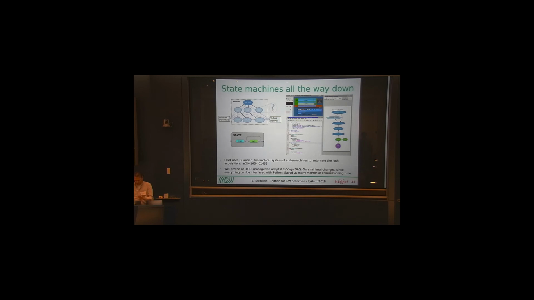This was already used by LIGO, and it had been tested for several years, and was working really well. And since at Virgo we already could control everything by Python, we were able to reuse this software in a pretty short time. And I'm convinced that this saved us many months of commissioning time, and this commissioning time is extremely expensive for this kind of machines.